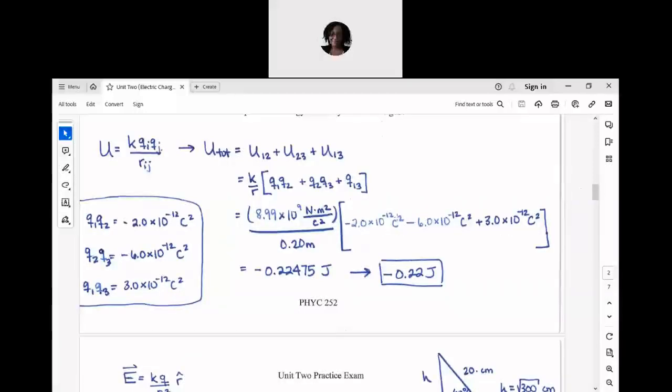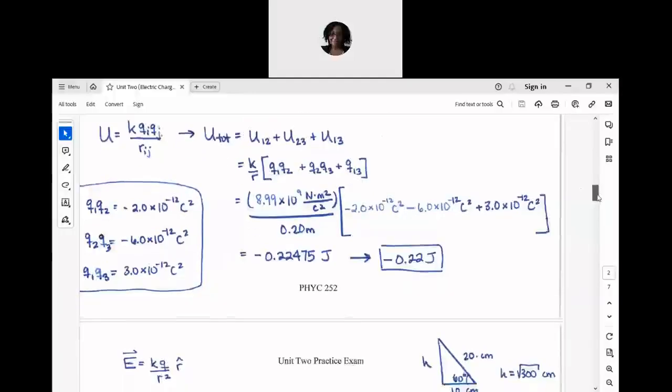That's how we end up with charges that are given in square coulombs, and they're to the negative 12th power. So because I'm looking for an energy in joules, I am using the version of K that has newtons, meters, and then coulombs in it. You end up with a negative potential energy. So that is negative 0.22 joules to the appropriate number of sig figs.